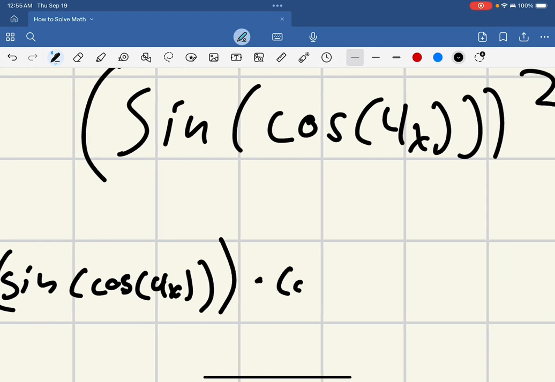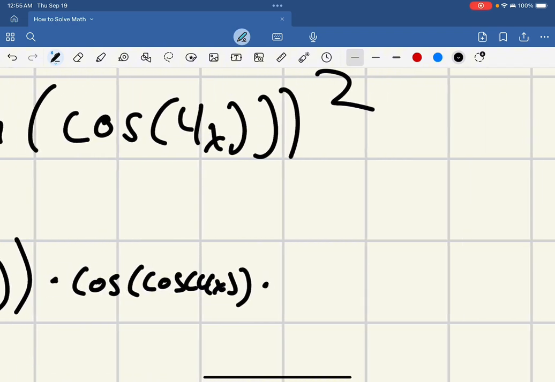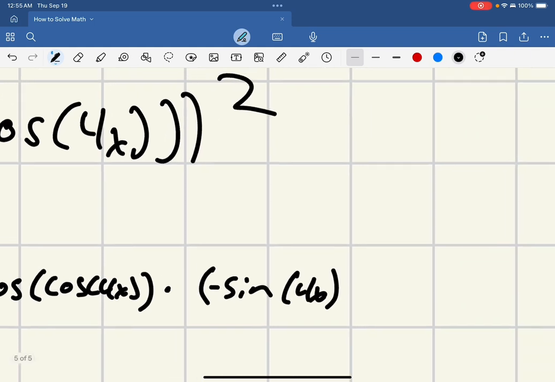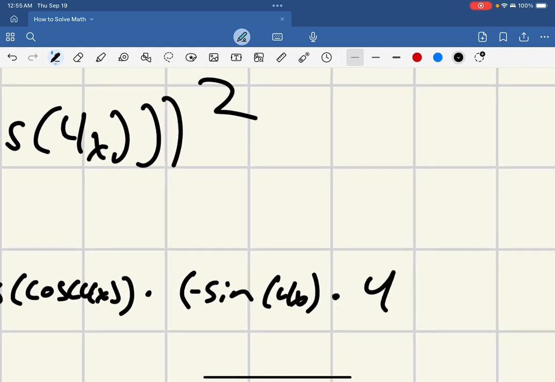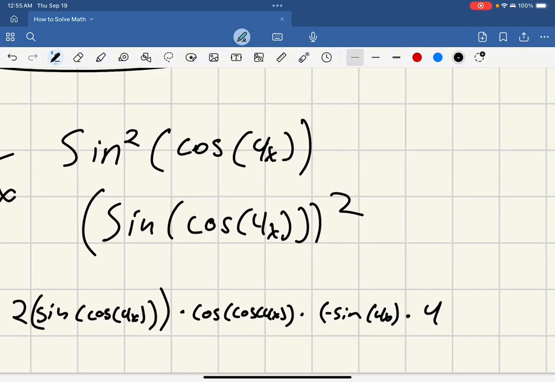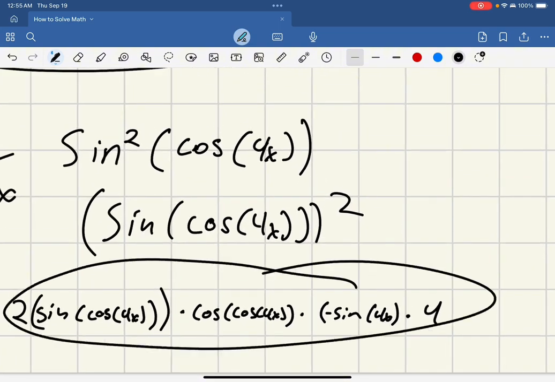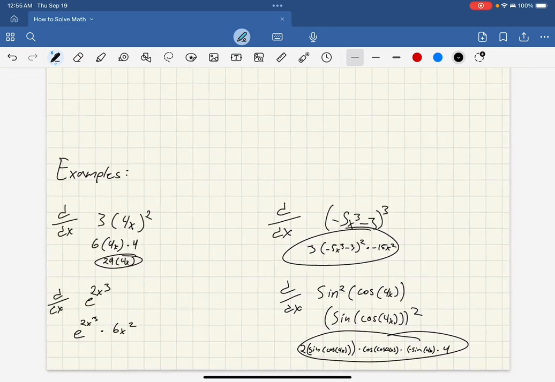times cos of cos 4x, times negative sine 4x, times 4. And that's your answer. You don't have to simplify. I really hope you don't simplify this, you might make a mistake then and there.